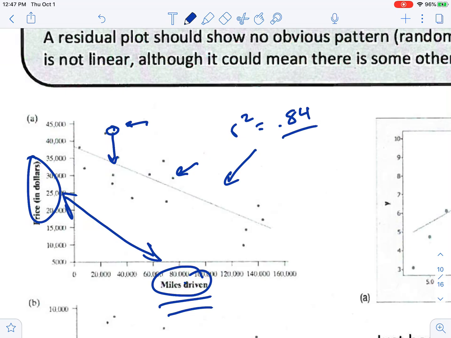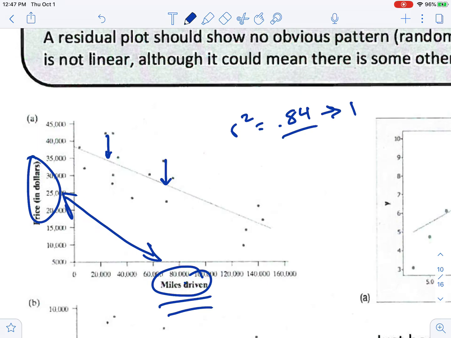Damage to the truck, previous accidents, features on the truck. Like, 84% actually is pretty good, right? 84% of the reason why those prices are not quite there is accounted for because of the miles driven relationship. Okay? So the closer that this is to 1, the closer that these points will be on the line.